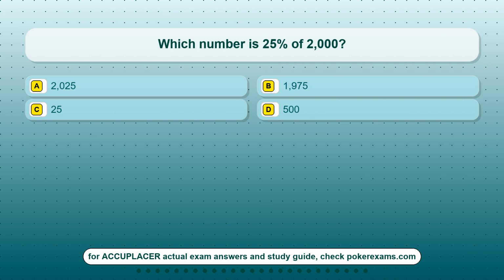Question 16. Which number is 25% of 2000? Option A, 2025. Option B, 1975. Option C, 25. Option D, 500.